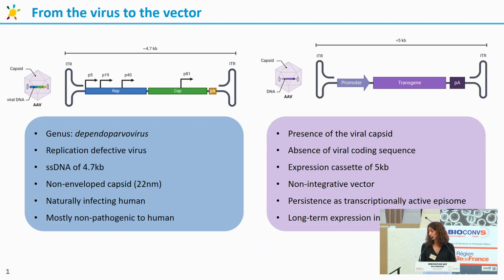Concerning the vector, we still keep the presence of the viral capsid, whereas for the vector genome, all the viral coding sequence are depleted and replaced by the expression cassette. One of the major advantages of the AAV vector is that they are non-integrative, and they predominantly persist as a transcriptionally active form, allowing for the long-term expression in postmitotic cell.